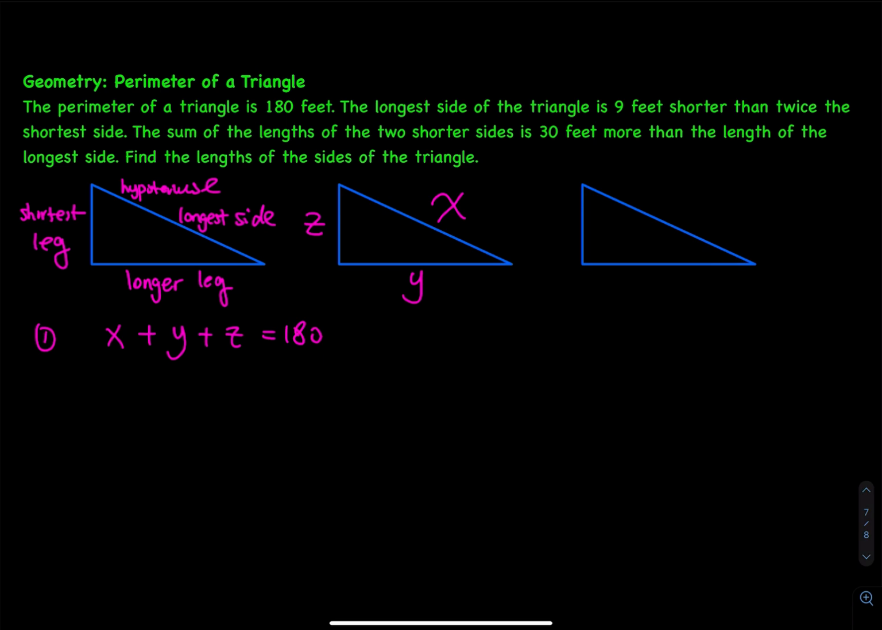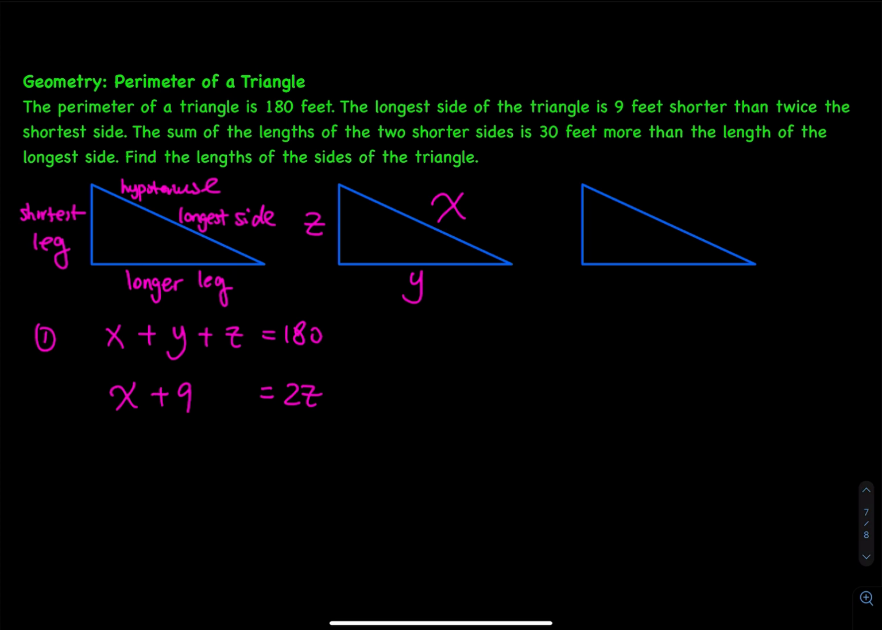How about the second sentence? The longest side of the triangle is 9 feet shorter than twice the shortest side. So here is what I'm going to do. I'm going to do the longest side, which is x, is 9 feet less than, right? So as long as I add a 9, that is equal to twice the shortest side, so 2z.